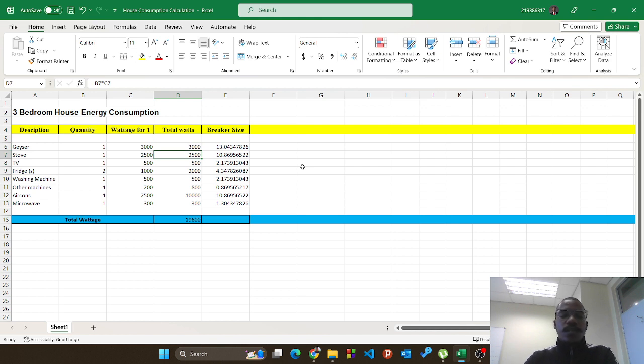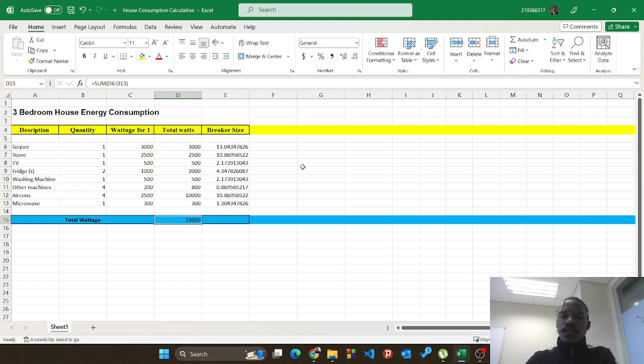As you can see, the total wattage for the geyser, because it's only one, remains 3000. For a stove, it remains at 2500 because it's only one stove. For a television set it is 500 watts. For the fridges it is going to be 2000 watts. For a washing machine, it's going to be 500 watts if they have one washing machine. For other machines, because we are taking them to be four, they would have a total wattage of 800. And aircons, since there are four, would have a total wattage of 10,000. And for the microwave, one, which will have a total wattage of 300.